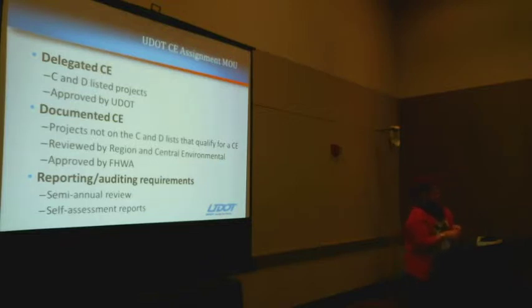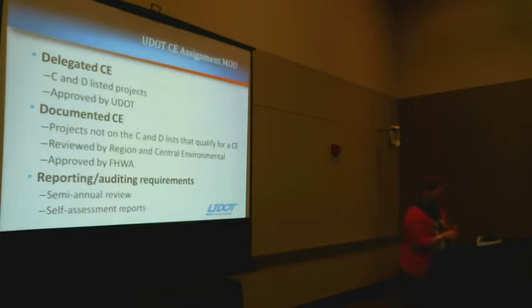So in UDOT, we distinguish our CEs between what we call delegated CEs and documented CEs. So a delegated CE is a project that's already on the C or D list, and we can process those in-house and actually approve them here at the UDOT level. Projects that can be categorized as a CE but aren't on the C or D list, we can still process those as a CE, and we call those documented CEs, and those are actually approved by FHWA. We don't do very many of those, probably, I don't know, half a dozen at the most a year.